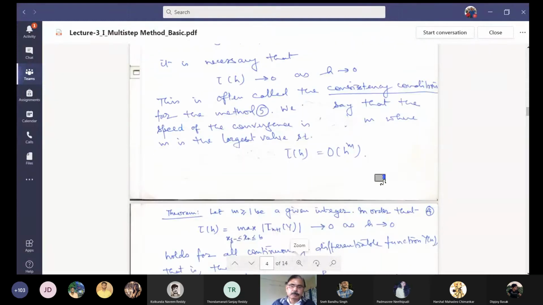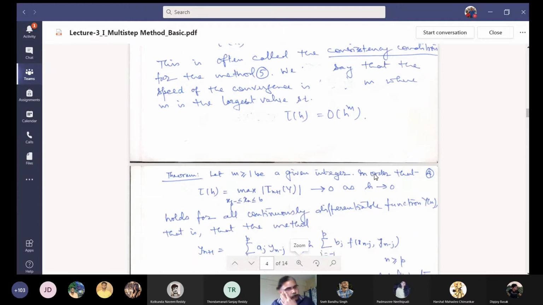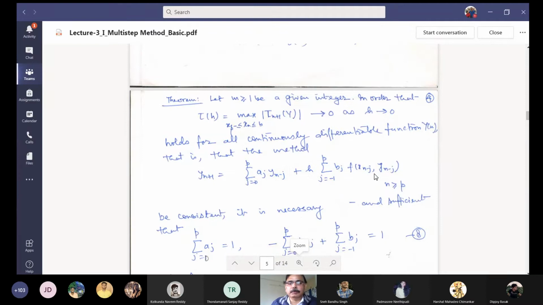Now we'll see two basic theorems. I'm not going to give the proof, it is not in your course, but the proof is given in that Atkinson book. If anybody is interested they can see it, but it is not in your course. Now let us see. So the notations: you understand that tau_h is the maximum of 1 by h times T_{n+1}, where T_{n+1} means the local truncation error, and the maximum of that is taken as tau_h.